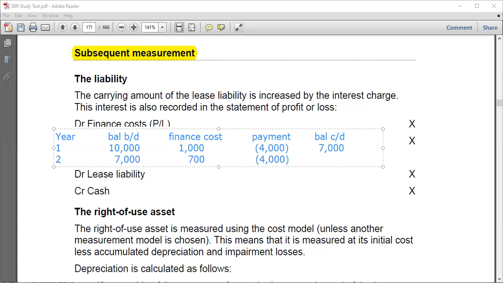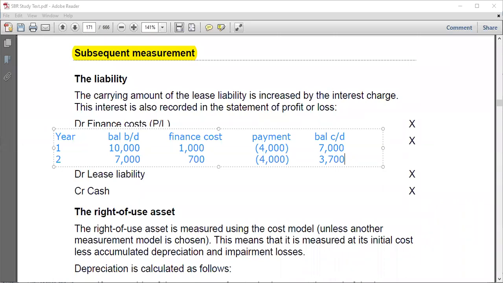If so, what would the closing balance be? 7,000 minus 4,000 is 3,000, plus 700, you would have 3,700, just like this. So you just proceed this way, depending on what the question requires you to answer. So this is what we do.